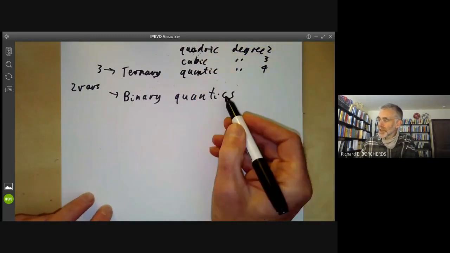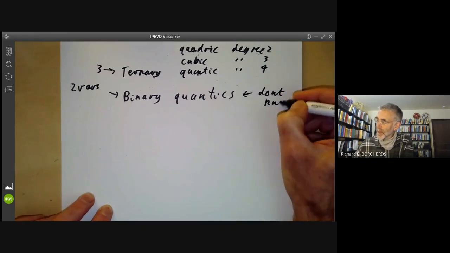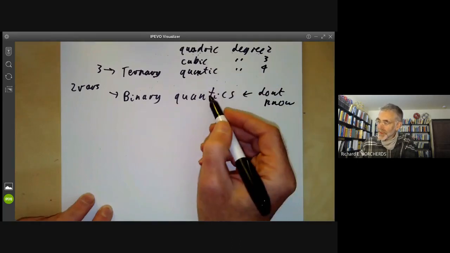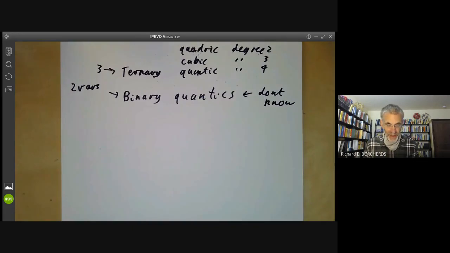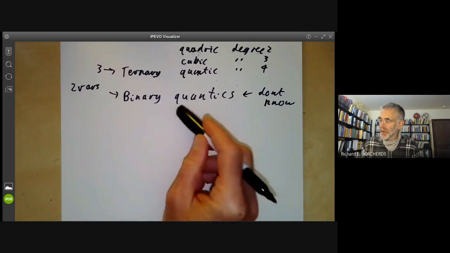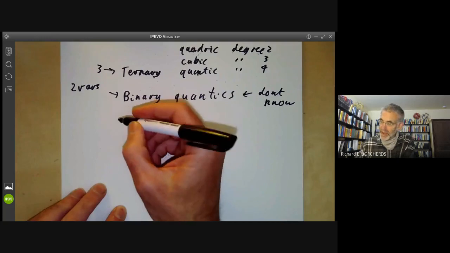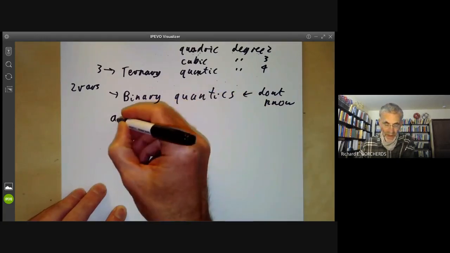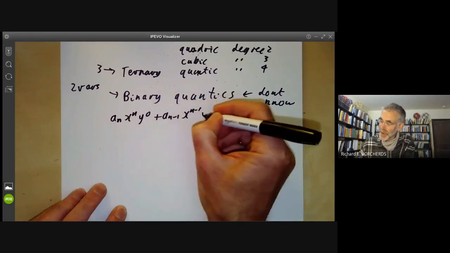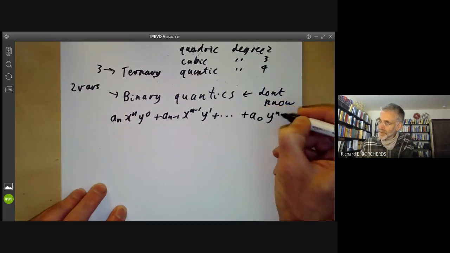So what does quantic mean? Well, quantic means you don't know what the degree is. Notice there are three words, quadric, quartic, and quantic, all of which sound very much the same, but are rather different. So binary quantic means you have two variables and you don't care what the degree is, and it's tacitly assumed that these things are homogeneous. So a binary quantic is going to look like a_n x^n y^0 plus a_{n-1} x^{n-1} y^1, and so on, all up to a_0 y^n.